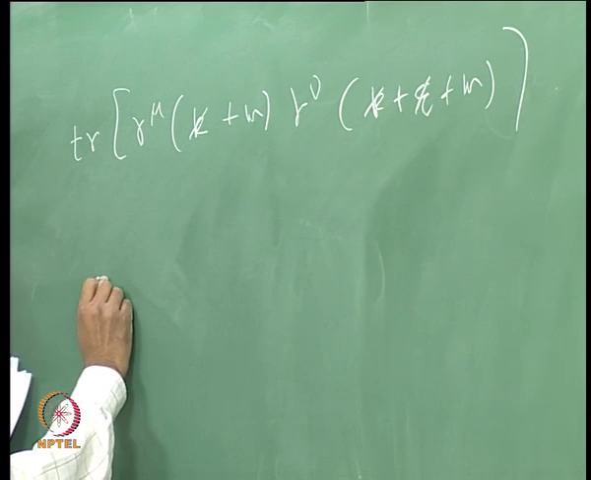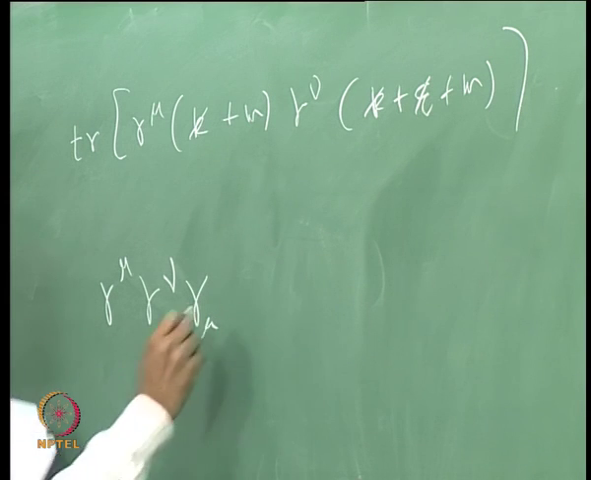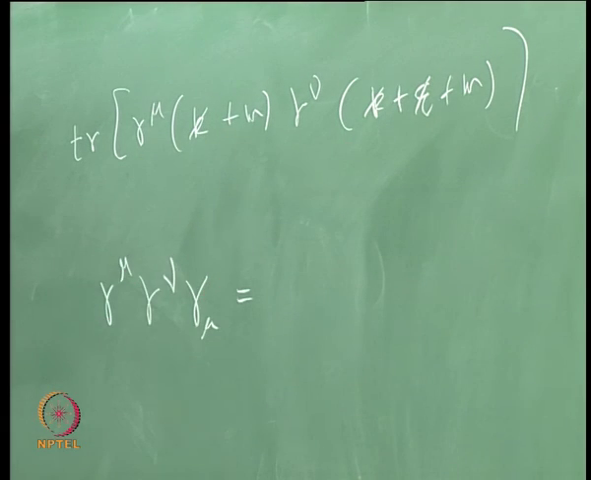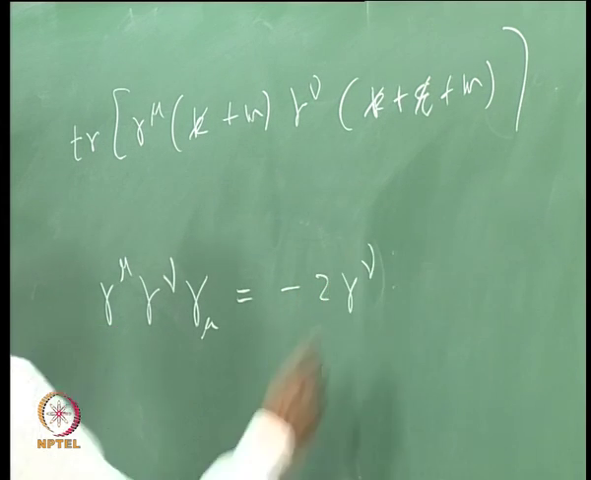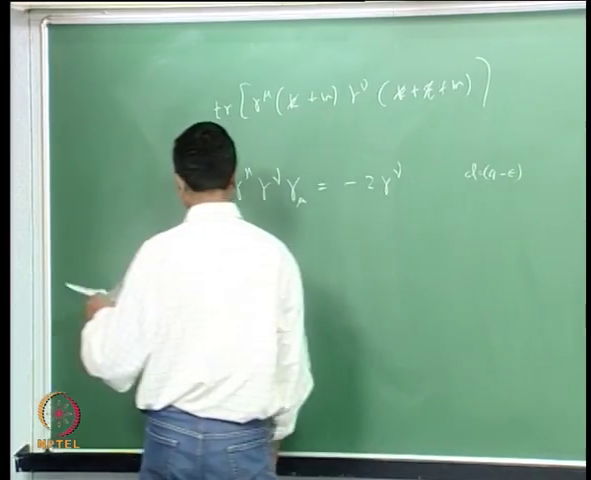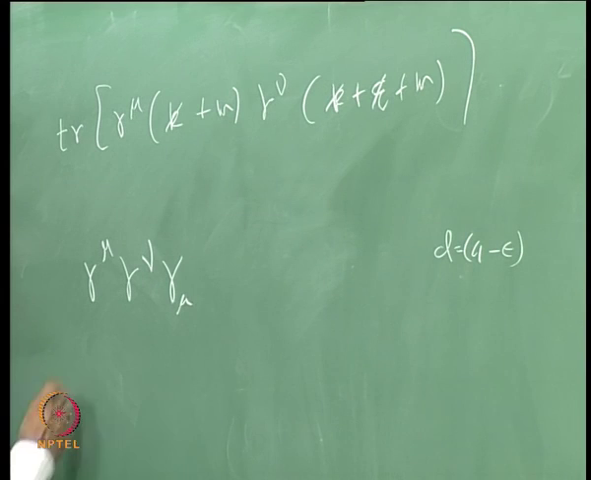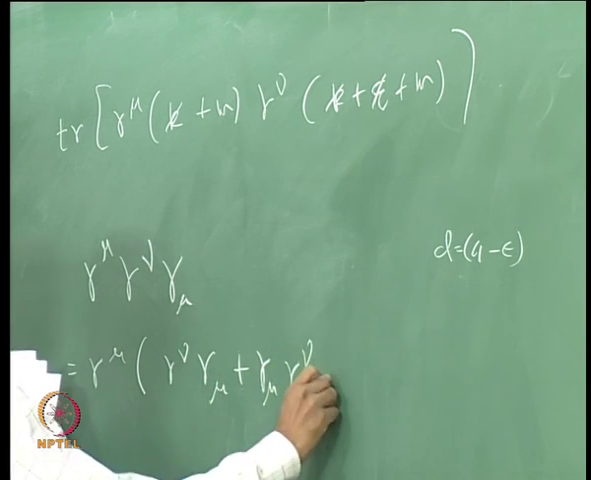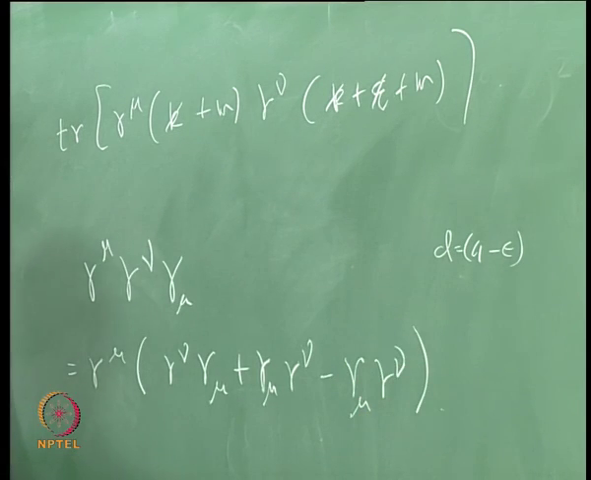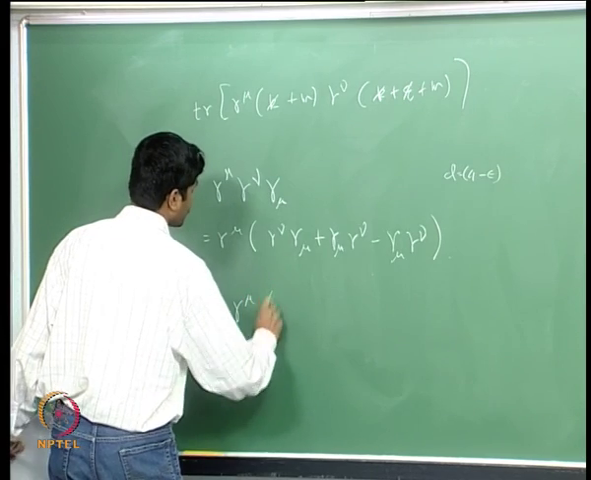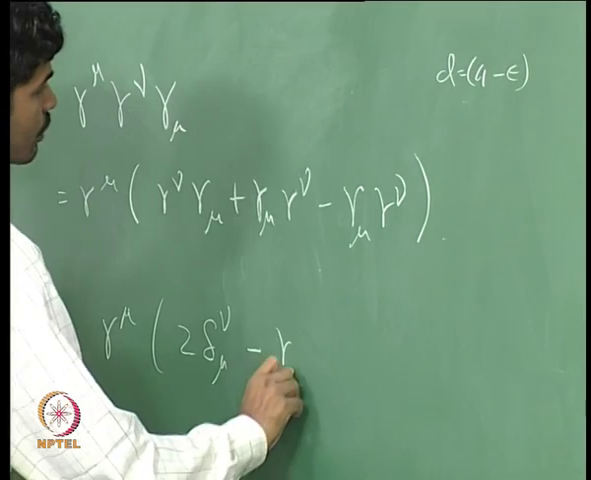for example, let us say γ^μ γ^ν γ_μ, one typical expression that you come across when you evaluate the trace of this kind. We have straightforwardly used this to be −2γ^ν. However, in d dimensions, when d is 4 − ε, you can see that this is nothing but γ^μ γ^ν γ_μ plus γ^μ γ_μ γ^ν minus γ^μ γ_μ γ^ν, and this we will use to be 2δ, this is given by γ^μ, this is 2δ^μ_ν minus γ^μ γ^ν.